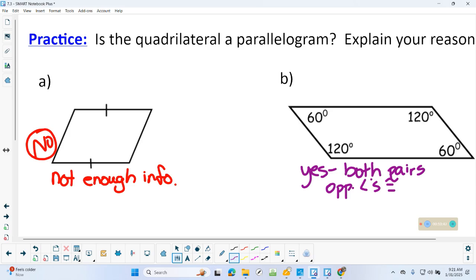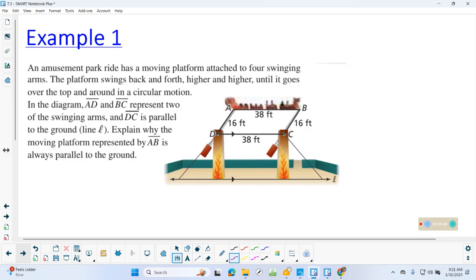All right, this is an interesting little word problem here. Are we ready? Okay. And it's super tiny on your paper, I know. An amusement park ride has a moving platform attached to 4 swinging arms. The platform swings back and forth, higher and higher, until it goes over the top and around in a circular motion. This is why I don't ride rides at the fair. Okay, I'd be sick.